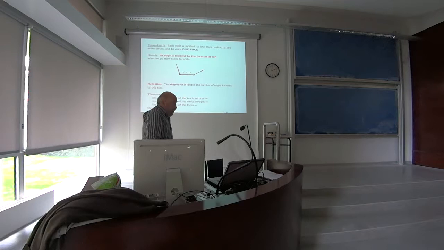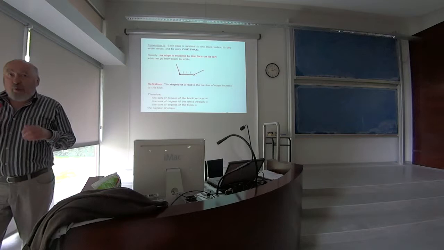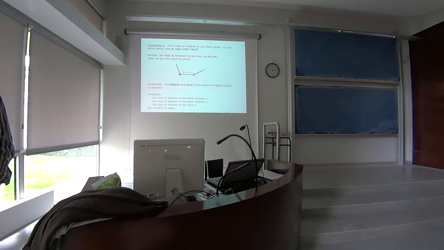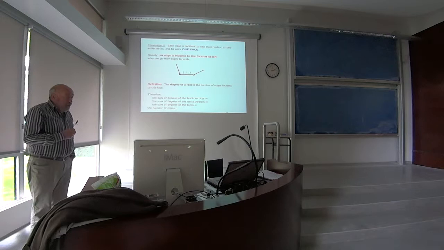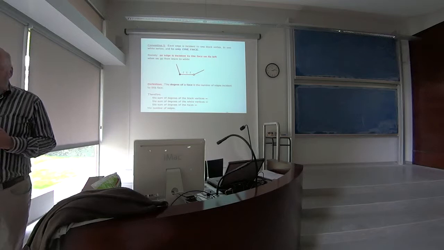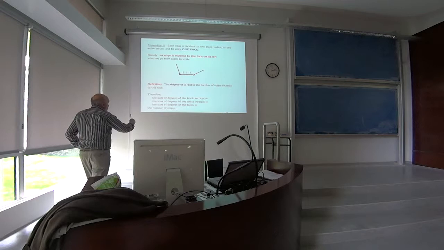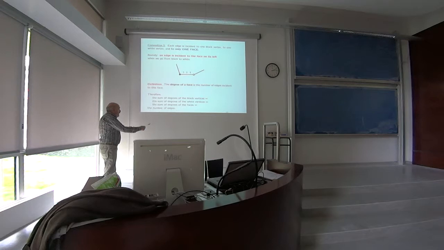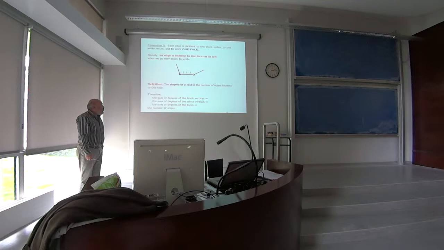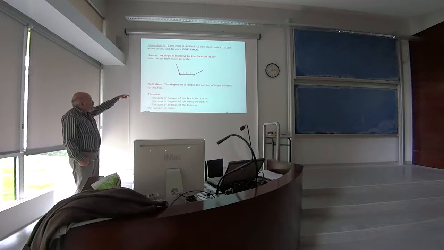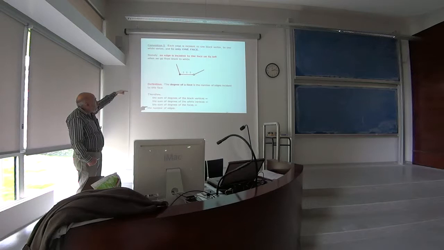So each edge is incident to one black vertex by construction, to one white vertex, and something unusual will be the next convention. Each edge will be adjacent to only one face, not to two faces, but to only one face. It is convenient because in bipartite maps, in bipartite graphs, all circuits are of even length, so it is convenient to divide this number by two. And then the sum of degrees of the black vertices is equal to the sum of degrees of the white vertices and is equal to the sum of degrees of the faces, and this is the number of edges. So the edge is adjacent to the face which is on the left of this edge, if we go from black to white.